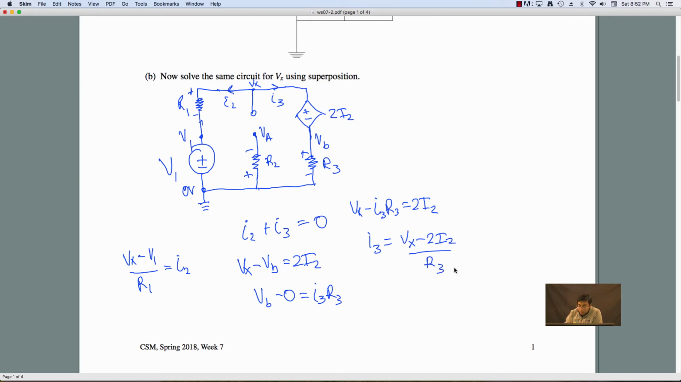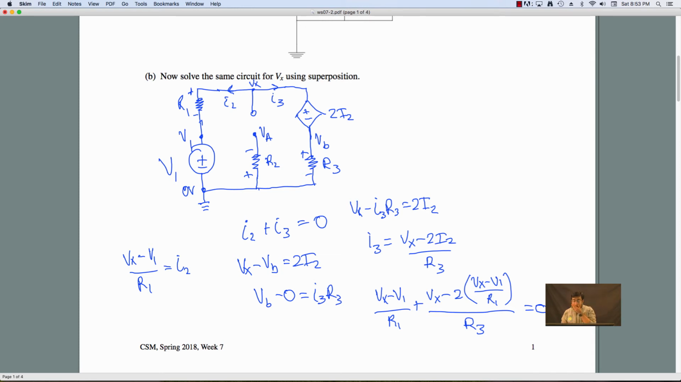So now we can take this value for I3 and this value right here for I2 and plug it back into our original KCL equation to see that (Vx - V1)/R1 plus (Vx - 2 times I2)/R3 equals 0. Again, I'm just going to substitute in this value for I2 from what we found, (Vx - V1)/R1, all over R3 is equal to 0.